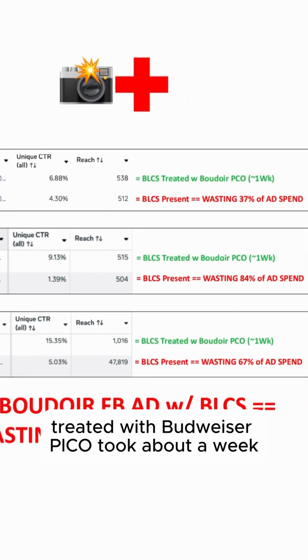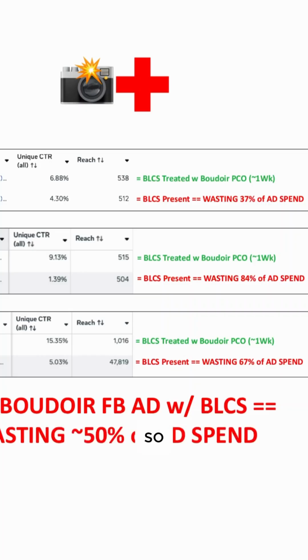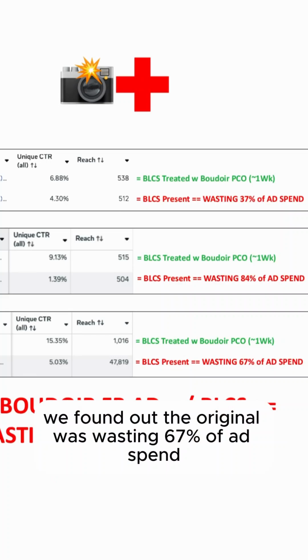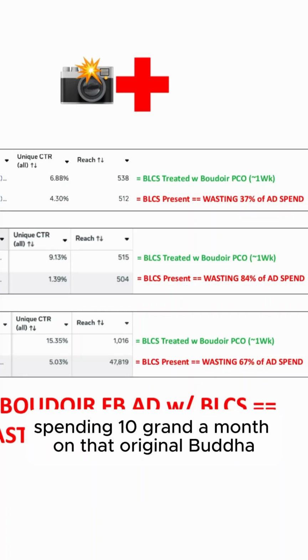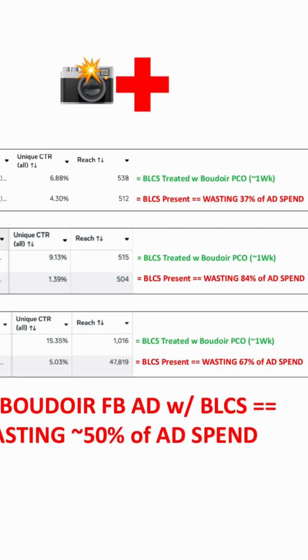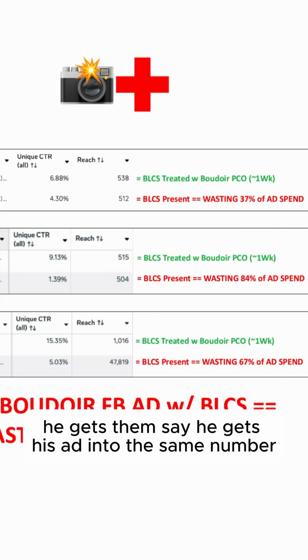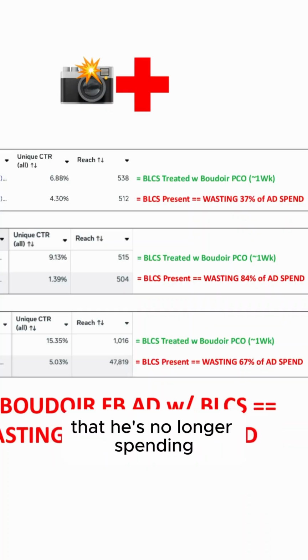Treated it with Boudoir Pico, took about a week, got the unique CTR up to 15.35%. So found out the original was wasting 67% of ad spend. So if he was spending 10 grand a month on that original Boudoir Facebook ad, now he only needs to spend $3,300 a month on the Boudoir Pico treated ad, and he gets his ad into the same number of women's brains in both scenarios. So that's $6,700 a month that he's no longer spending.